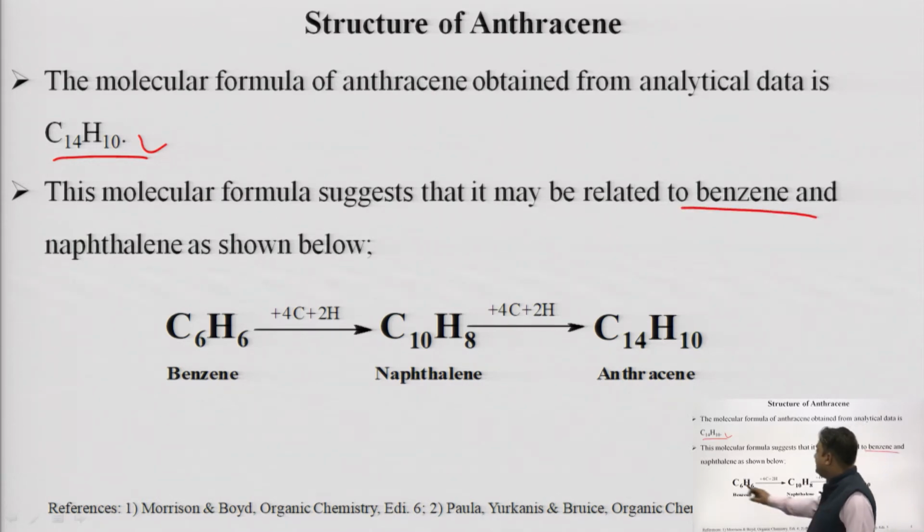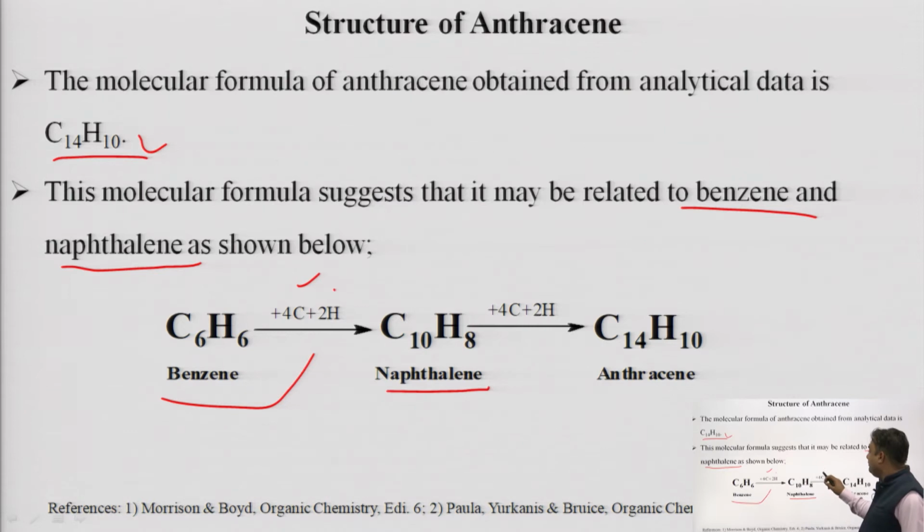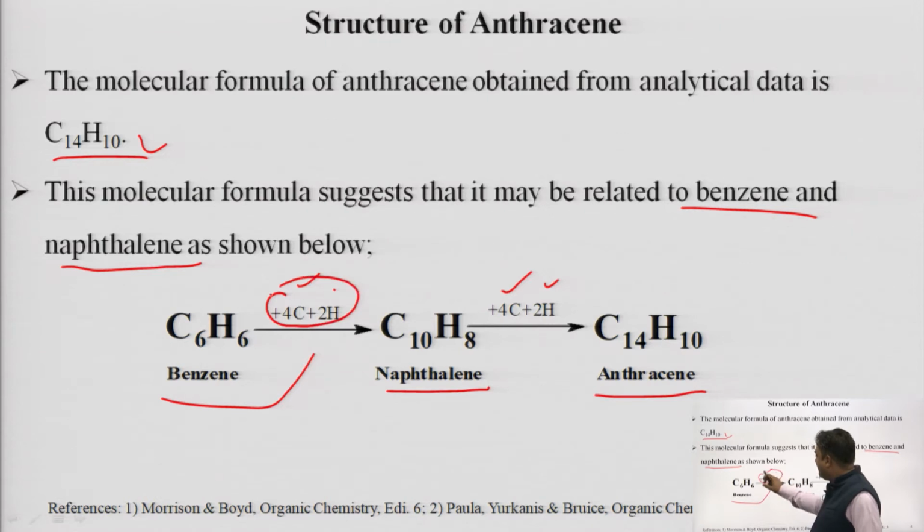It can also be related to benzene and naphthalene. In benzene, if we add 4 carbons and 2 hydrogens, we get naphthalene. Again, if we add 4 more carbons and 2 more hydrogens, then we get anthracene, or you can see that phenanthrene is also there. So we get anthracene by addition of a certain fraction of carbon and hydrogen at regular intervals. You can say that anthracene is related to naphthalene and benzene, and as I already said, as per the formula it is clearly established that it is a highly unsaturated product.